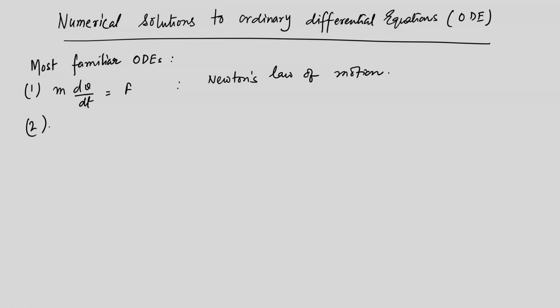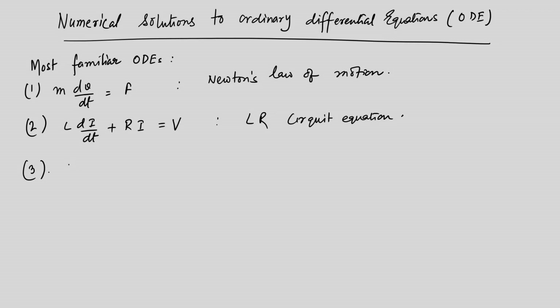Then we have seen in electrical circuits this differential equation, which is called the LR circuit equation. L is the inductance and dI/dt is the change of current with respect to time. Ri is of course the voltage drop across the resistance R, and this is equal to the voltage applied. So, this is the LR circuit equation, and we are familiar with that as well.